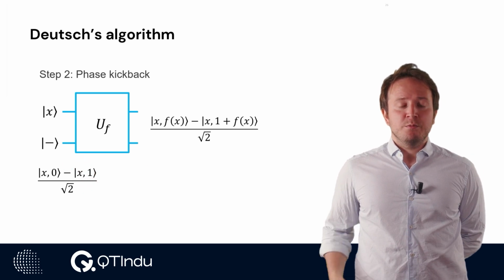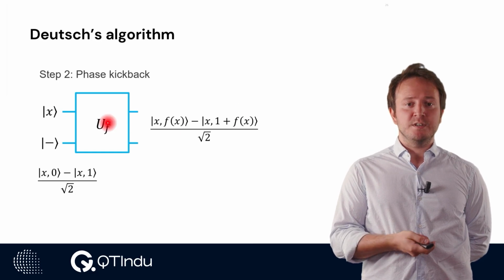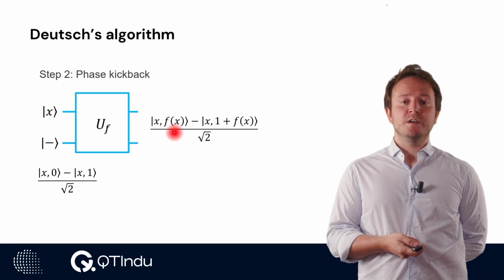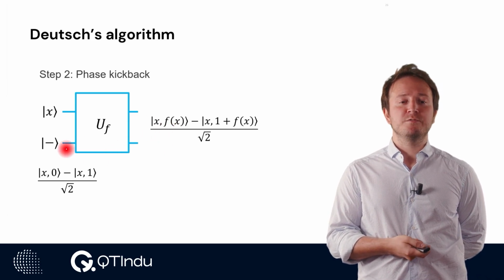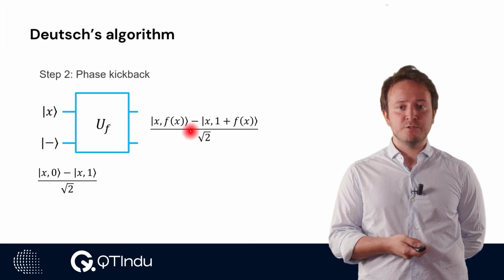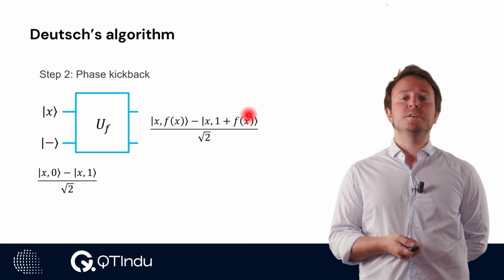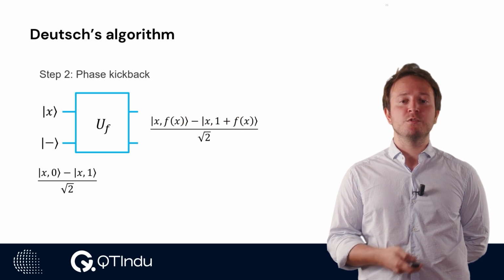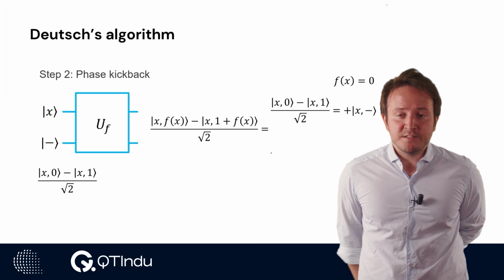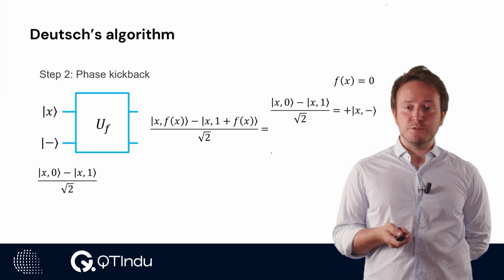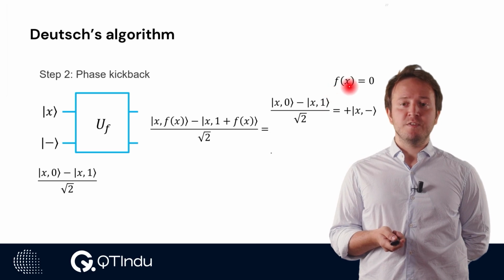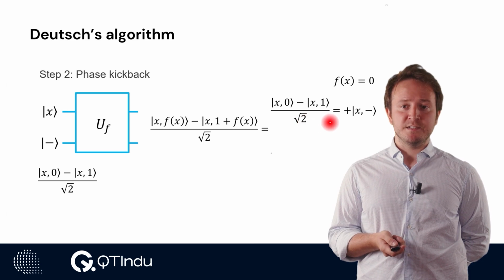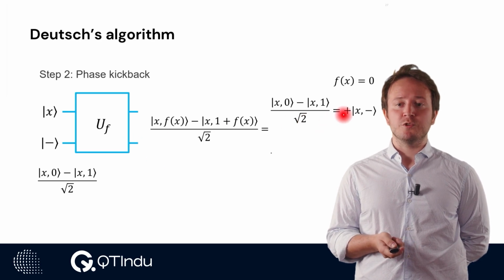The output state of this oracle evaluation will be then the state register x, f of x for the first state vector, and 1 plus f of x for the second state vector. And importantly, there's a phase shift of pi between the two of them. What this means is that if the function of x outputs 0, then what we will get is essentially the same state that we inputted before, so x and minus.